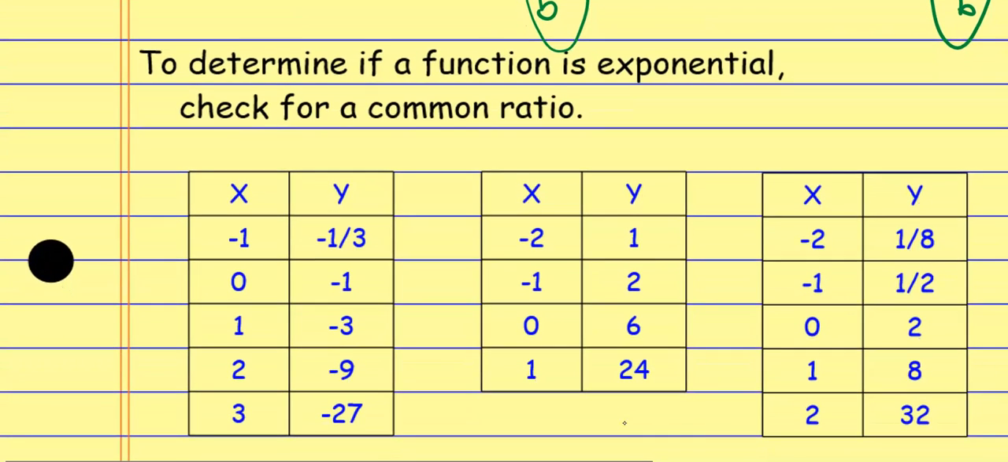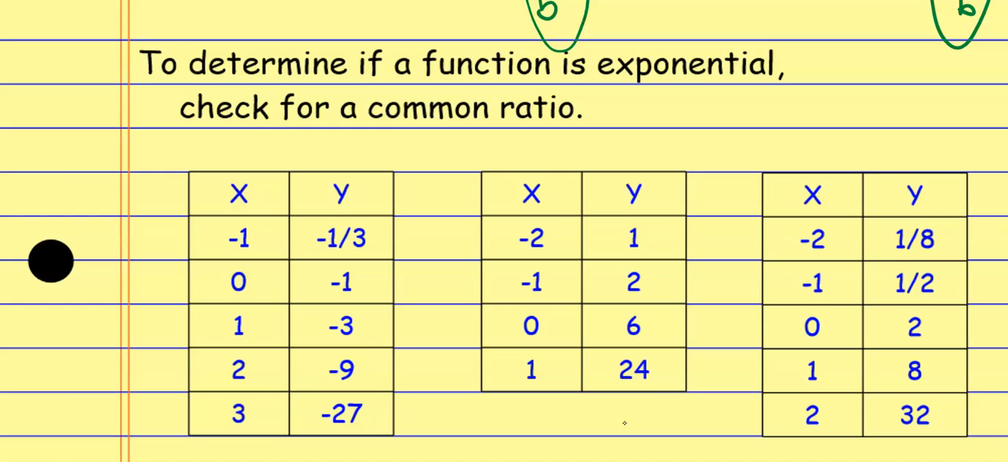So to determine if a function is exponential, we're going to check for a common ratio. We're going to check to see if we're multiplying this by the same thing each time. And the reason it says common ratio is we could be dividing by the same thing each time. A ratio is a fraction, okay? So we're basically saying, hey, are we multiplying by a number or a fraction of a number, okay?